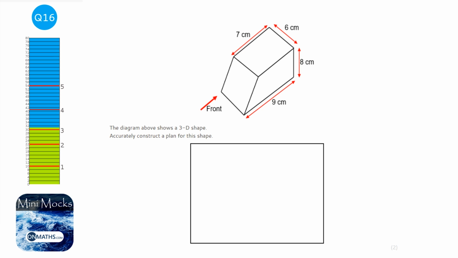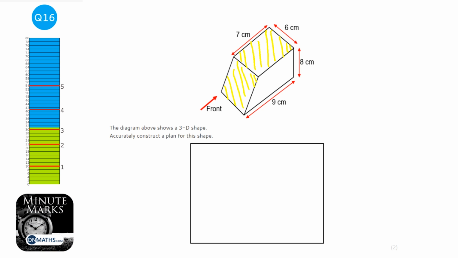So let's have a think. What does plan mean? Plan means view from the top. So what of this shape are we going to see from the top? Well, we're definitely going to see this one. But we'll also see this one as well. Now we've got to work out what the sizes of them are going to be. Well, the top one's easy, it's just 7 centimeters by 6 centimeters.